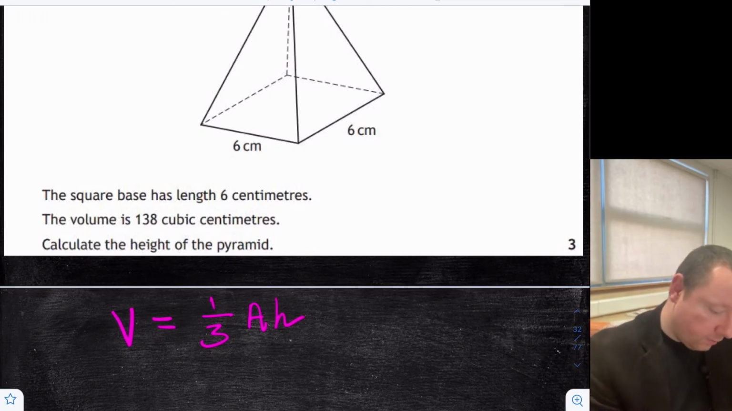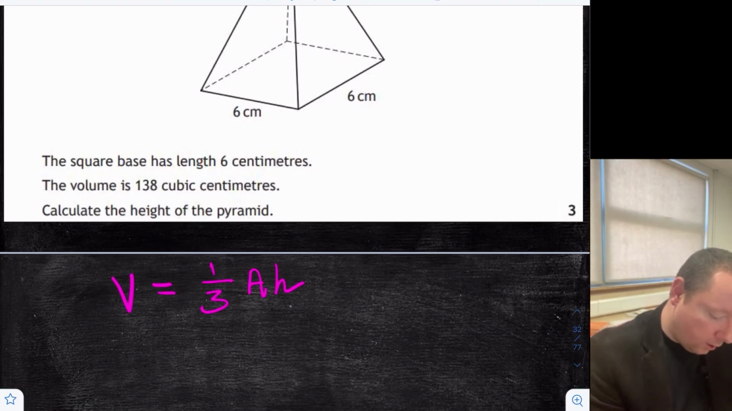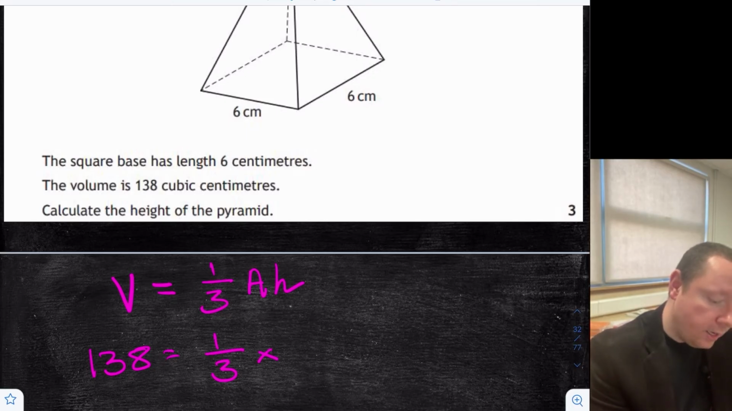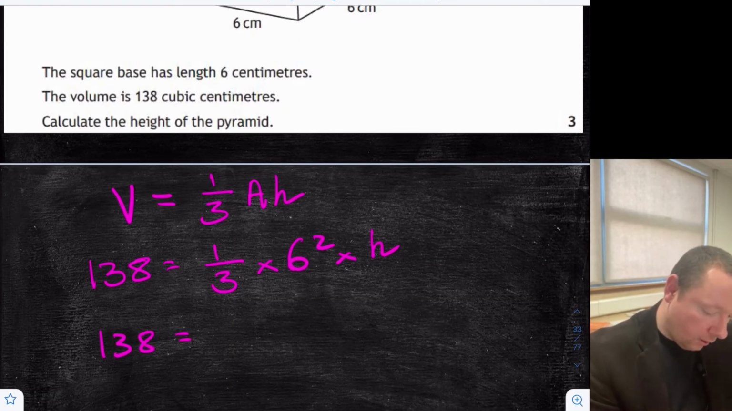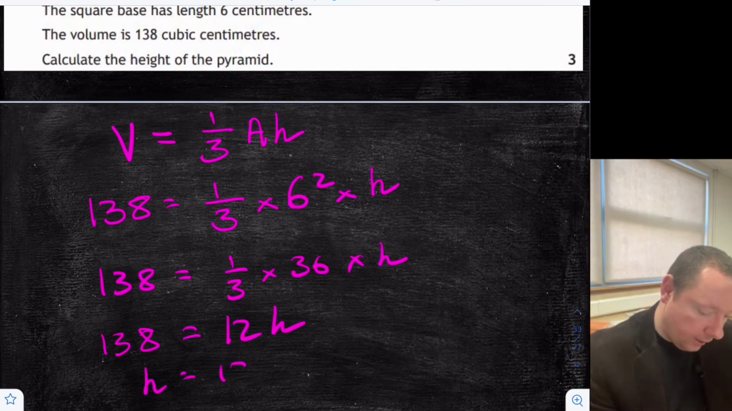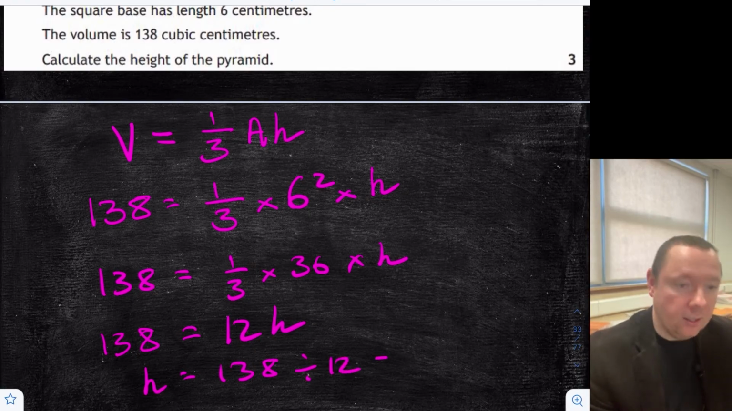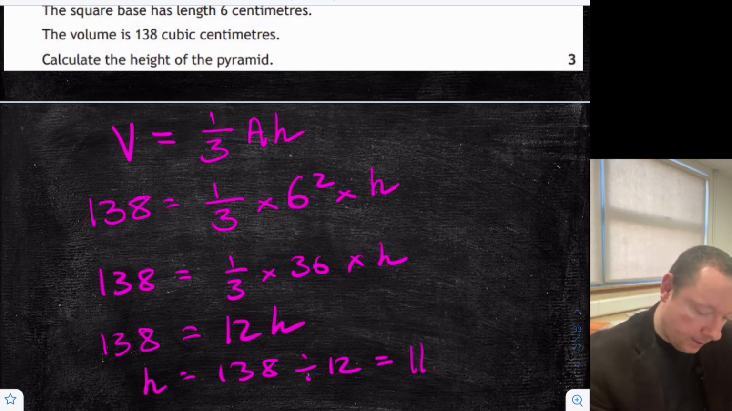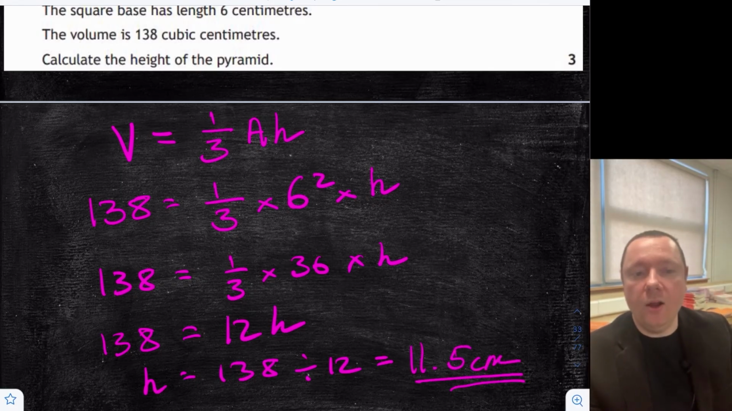Substituting everything in, I've got 138 on this side equals 1/3 times, now it's a square, so it's 6 squared or 6 times 6. I'll just write 6 squared times the height. Next stage we can do 138 equals 1/3 of 36 times h. 138 equals, well, 3 into 36 goes 12, so that's just 12h. And then we can work out h. 138 divided by 12 is equal to 11.5 centimetres. And that is one of the simplest ways to work it out. You could have also just made h the subject of the formula and worked it out, but there you go.